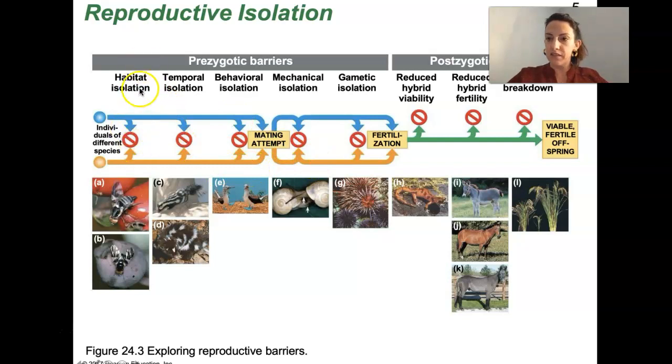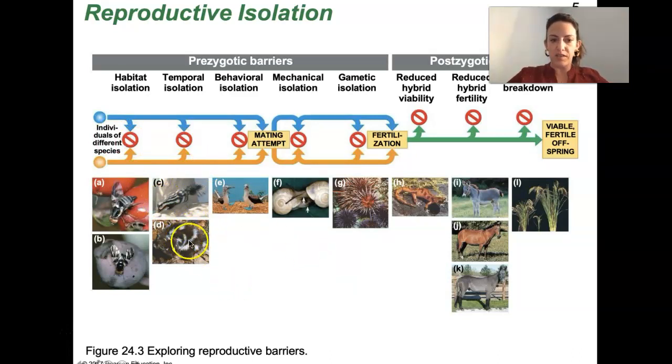So they could be physically different. They could be temporally isolated, meaning that they don't breed at the same time of year. There's mechanical isolation where the copulatory organs just don't fit together. So animals might try to breed, right, but they can't. Or animals might not breed at all if their behavior is differently timed.